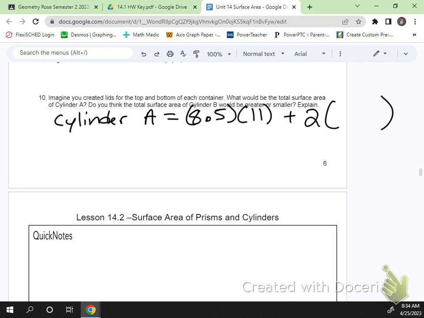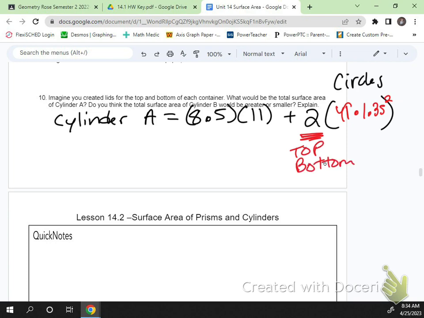I unfolded it. It's a piece of paper. And then I want to add a top and the bottom. And they are 2 circles. And I know the radius from cylinder A was 1.35. So I'm going to do 1.35 squared times pi. And I'm going to times that by 2 to represent the top and the bottom.